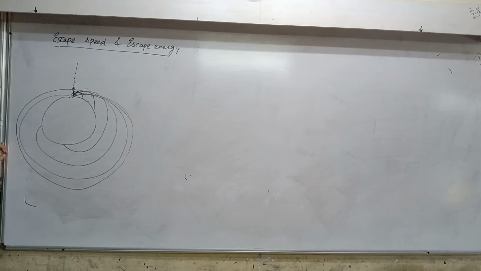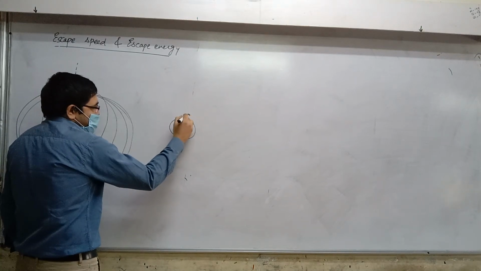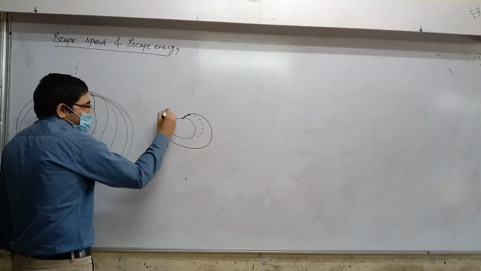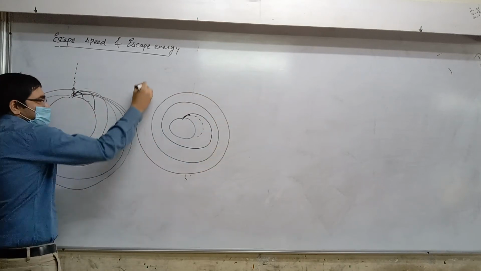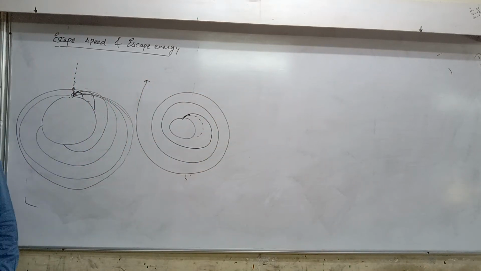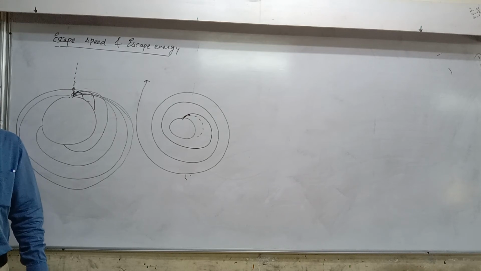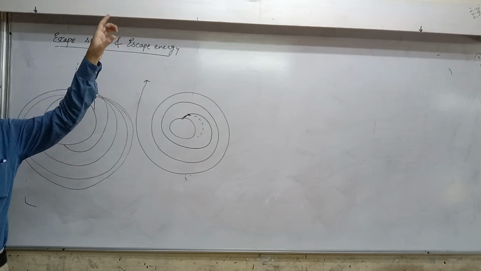So the next stage is if you fire it with even more speed, then instead of Earth being able to attract it back, it will start spiraling outwards. You understand what I'm saying? It will never come back. This will just keep going away and away and away.